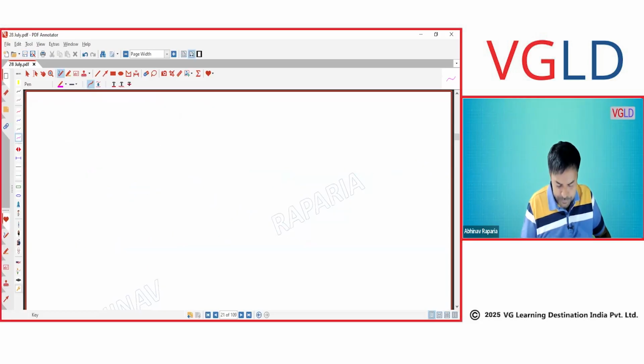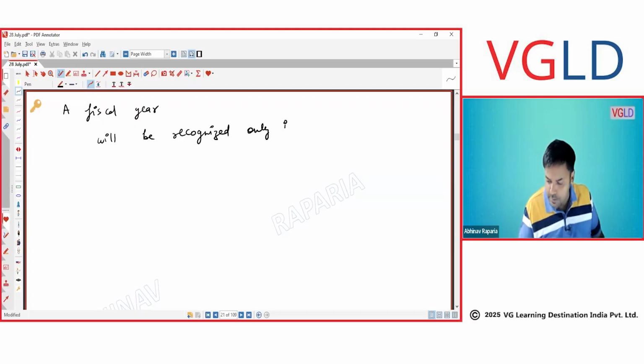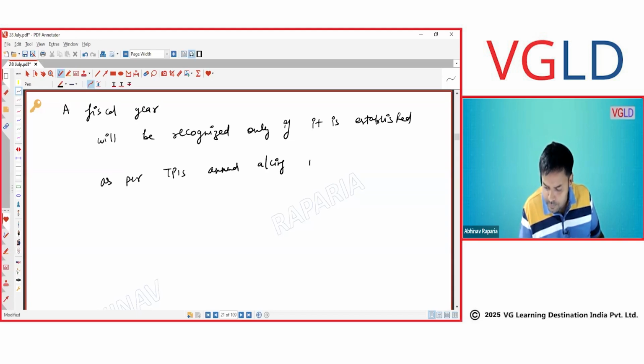One last note here. A tax year will be recognized only if established as per the taxpayer's annual accounting period and books are kept accordingly.